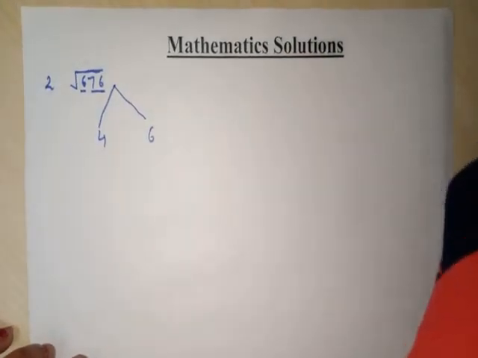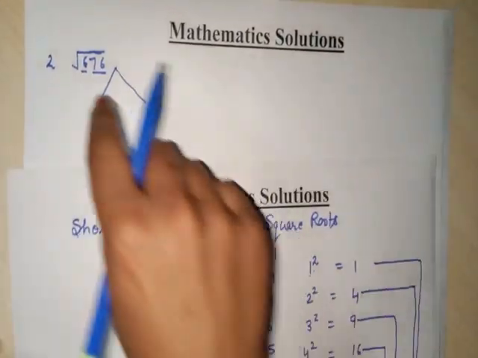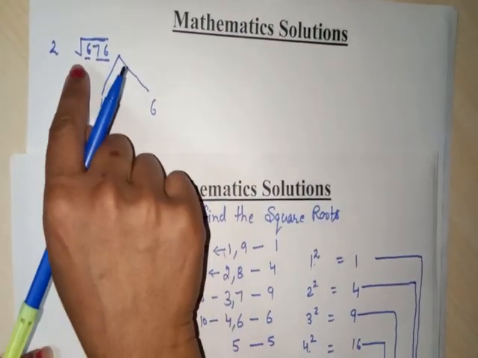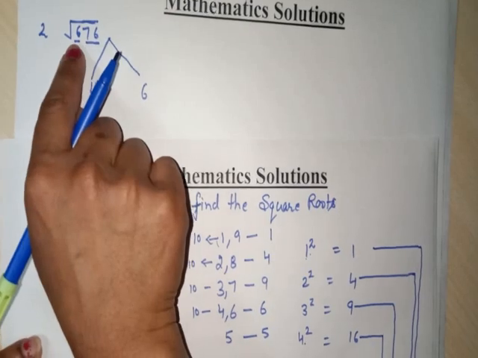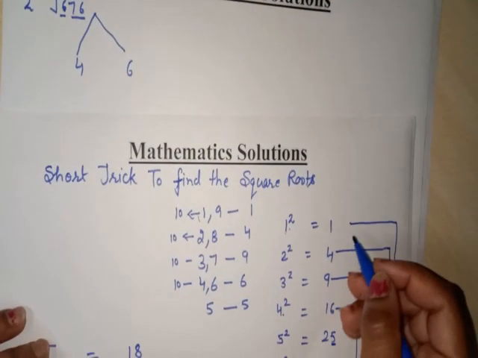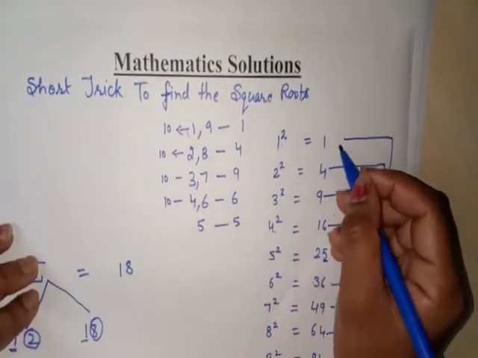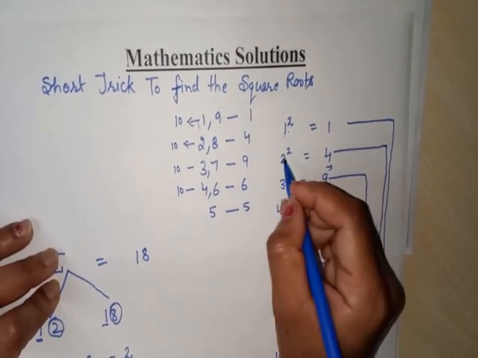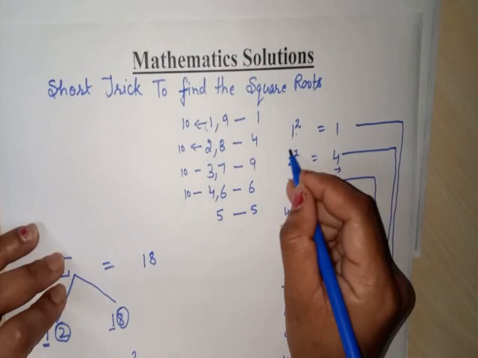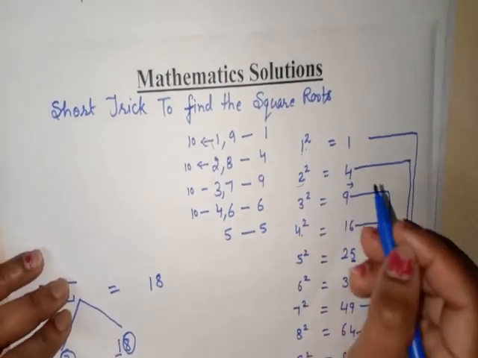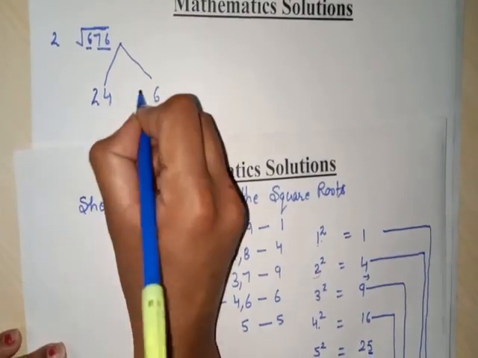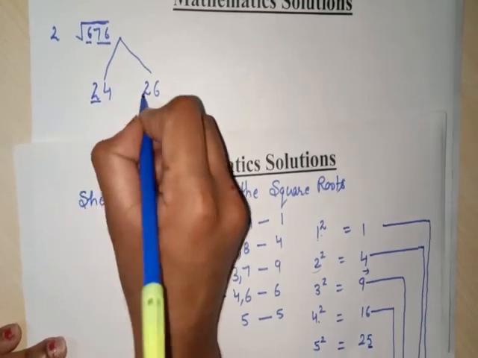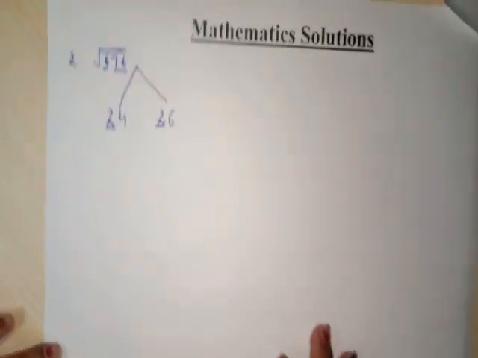Now next step is, we will see between which two square numbers this 6 falls. You can see that 6 falls between 4 and 9, and we take the smaller of these numbers. Here the smaller number is 2, so we will write 2 here. 2 is the tens digit of the square root of this number.